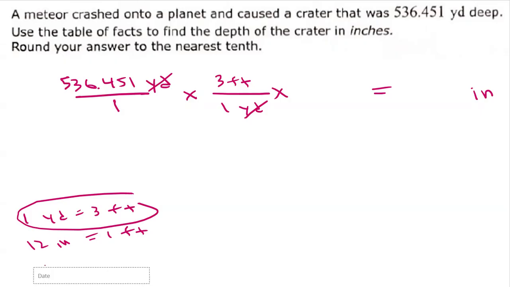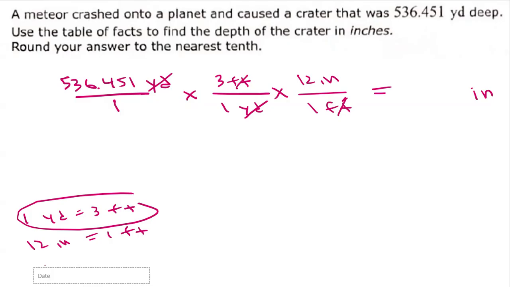Now I can use the other one. 12 inches is equal to 1 foot. Again, I want to match the foot there, so I need to put the 1 foot on the bottom and then put the 12 inches on top. That's how I do it. Then the feet will cancel. You can give me 20 million conversions, and as long as I follow this pattern, I'll get the answer.